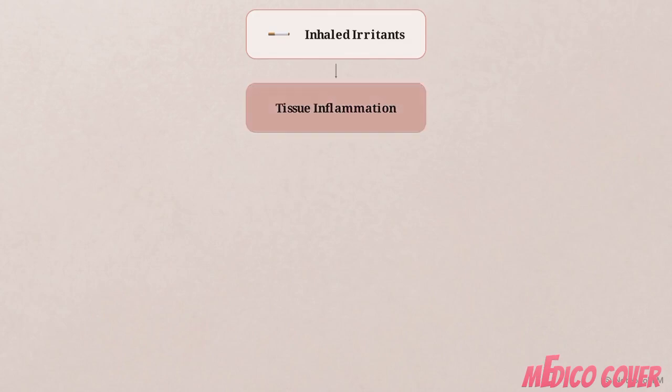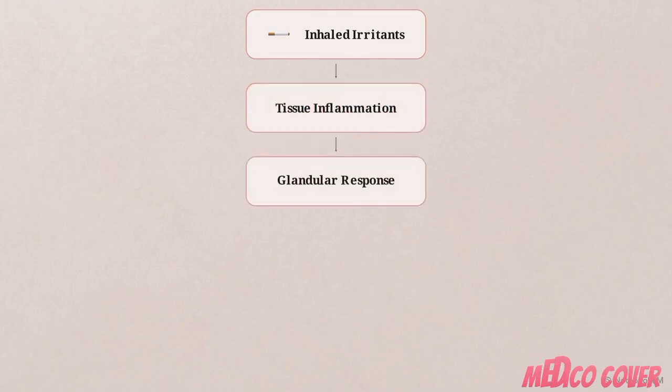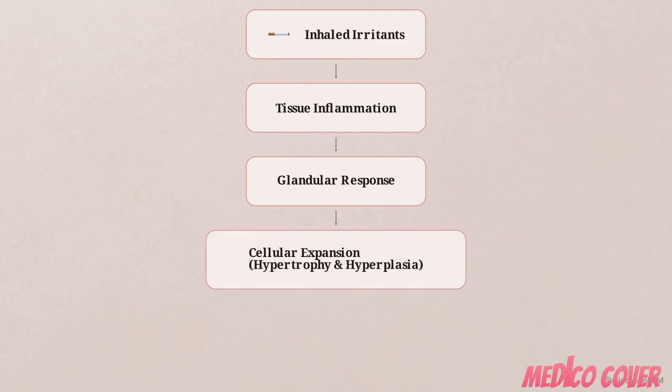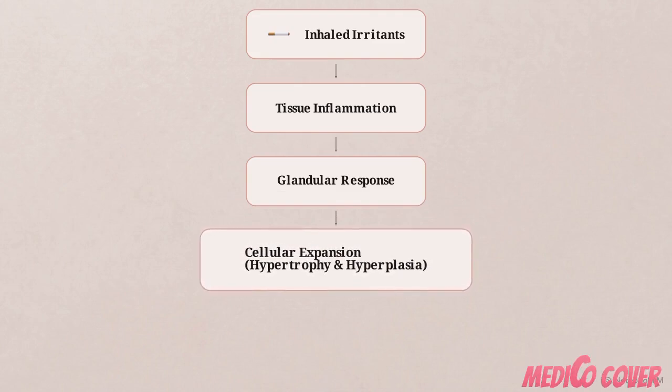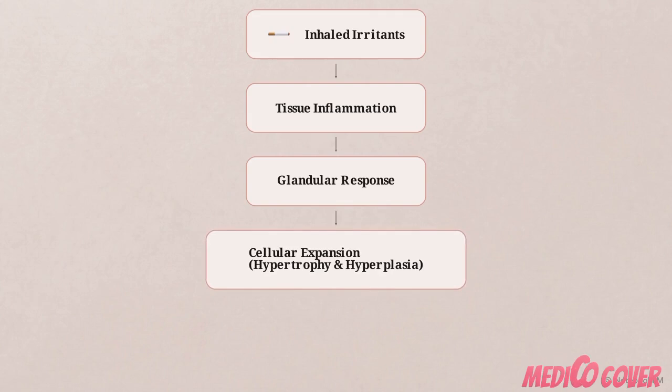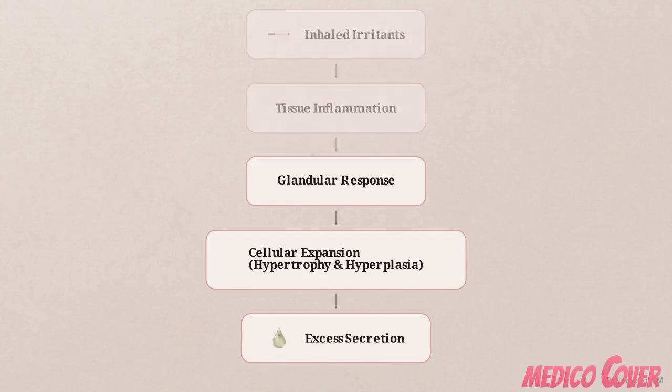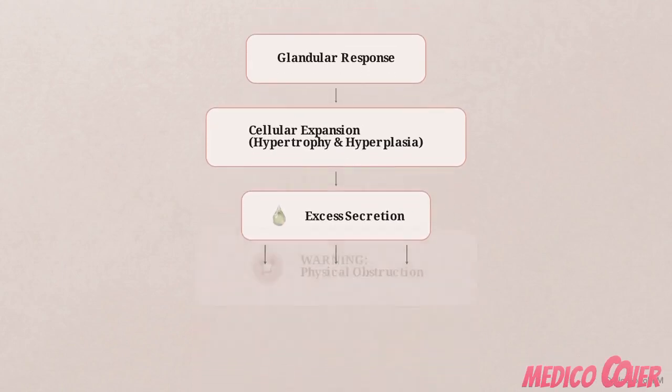We can trace this cascade starting with the act of smoking. The inhaled irritants cause immediate inflammation in the trachea and bronchi. This irritation stimulates the submucosal glands. In response to the chronic stress, these glands undergo hypertrophy and hyperplasia. This cellular growth leads to a measurable increase in both the size and the total number of individual glands. This expanded glandular network secretes an excessive volume of mucus directly into the airway lumen.